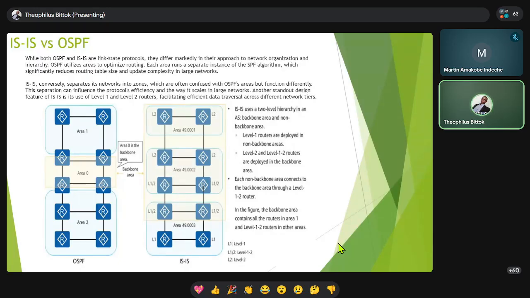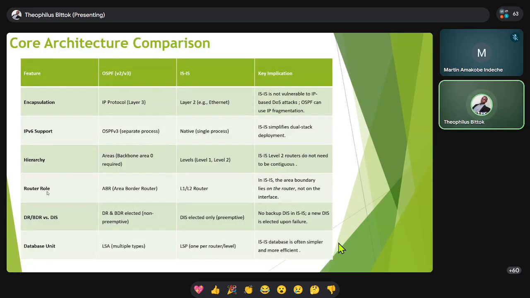But when you come to ISIS, that's a bit different. It's a two-level hierarchy, whereby we have the level 1 routers, and then we have the level 2 routers and level 1-2 routers operating at the core. So that is how the two protocols, OSPF and ISIS, compare.